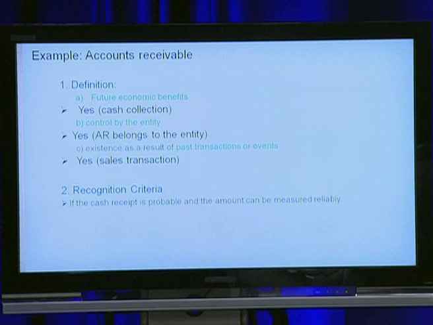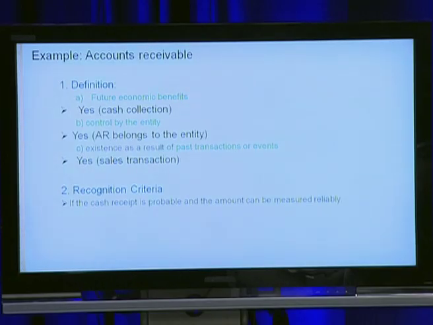So just to explain further, I have again the example, that is accounts receivable. So accounts receivable, firstly, it qualifies to become an asset because by definition it is a future economic benefit. Yes, it is considered as a cash collection, therefore it qualifies to become an asset. Secondly, it is controlled by entity. Yes, accounts receivable belongs to the entity. Last we have is existence as a result of past transactions or events. It is considered as the past sales transaction, therefore it qualifies to become an asset.